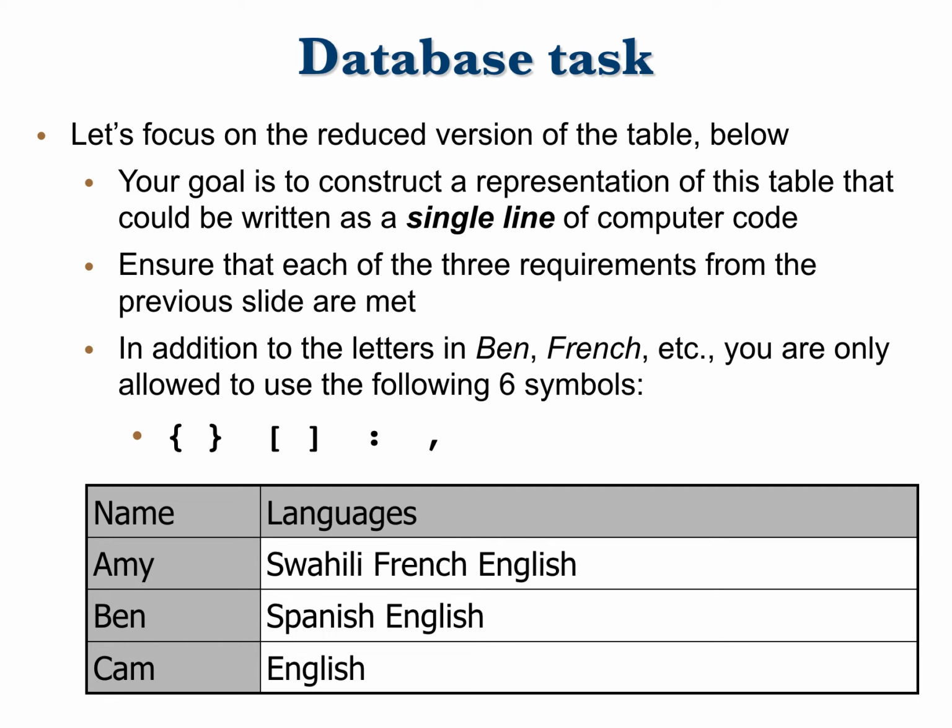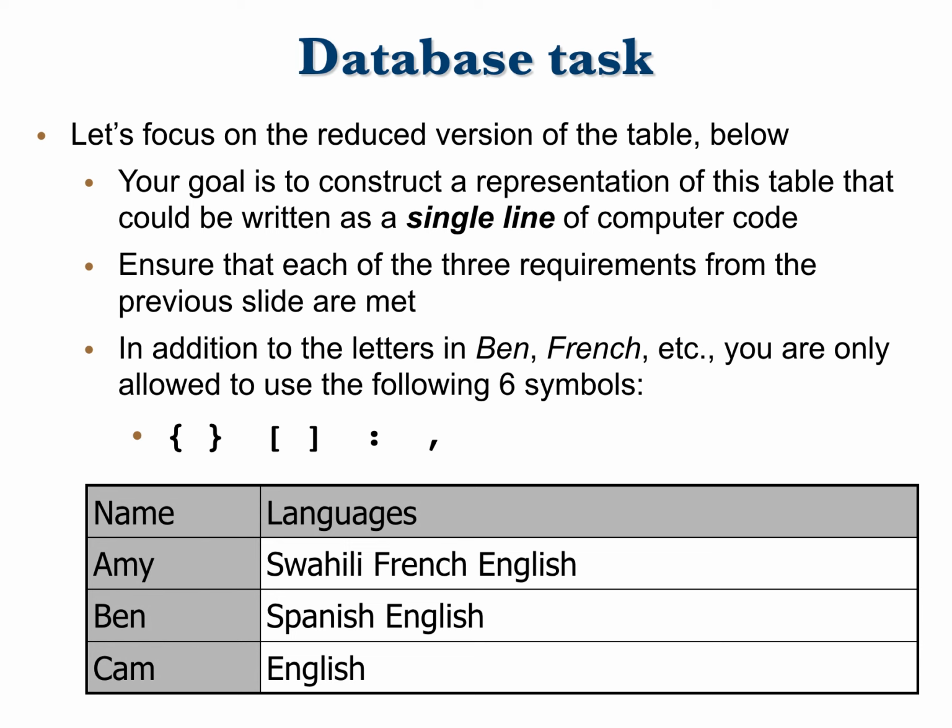What I want you to do is let's reduce the table down to just the names and the languages. So Amy, Ben, and Cam are your keys. Swahili, French, English are the values for Amy. Spanish, English are the values for Ben, and English is the value for Cam, for the key Cam. I want you to come up with a way of writing this table on a single line. So I'm thinking about this like a single line of code. If you're working on a piece of paper, it's got to fit on one line of a piece of paper. If you're working on a whiteboard on a wall, you've literally got one line that you're going to have to write down all of this information. You can't display it like a table like this.